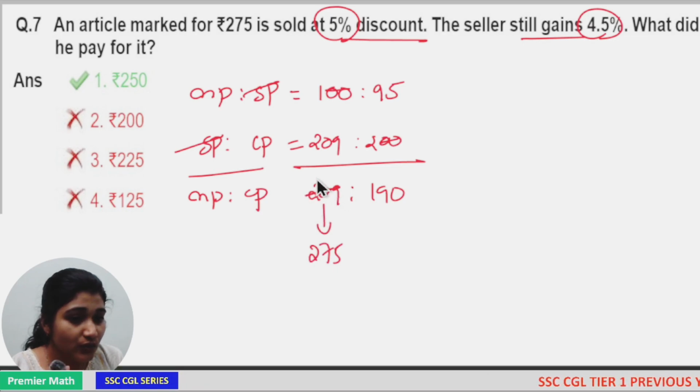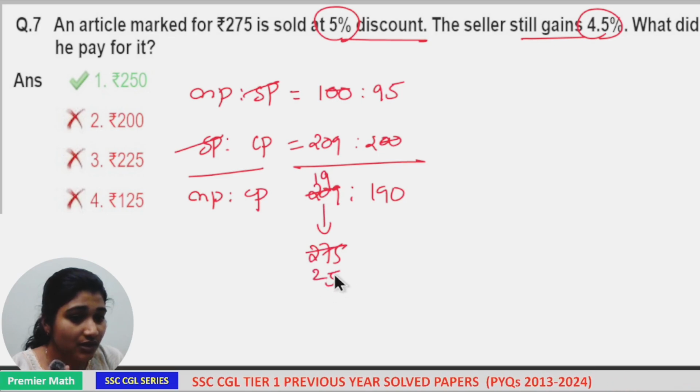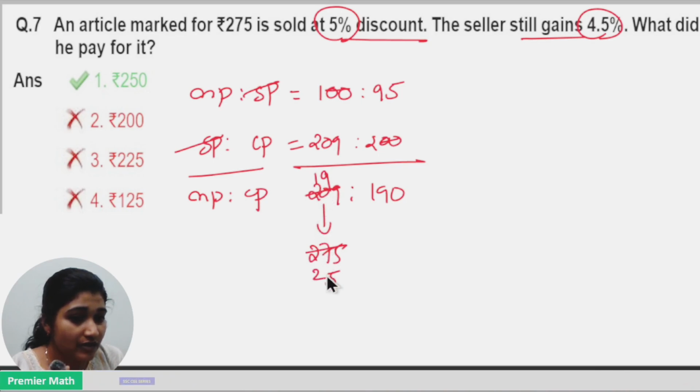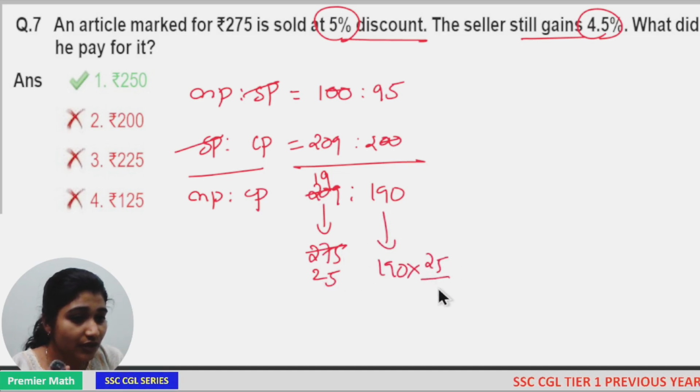Now 11 goes 1 time in 20, 9 times in 99, 2 times in 22, 5 times in 55, which means 19 parts is 25, so 1 part is equal to 25 by 19. Then 190 parts is equal to 190 into 1 part, which is 25 by 19. 19 cancels, 250 is your answer.